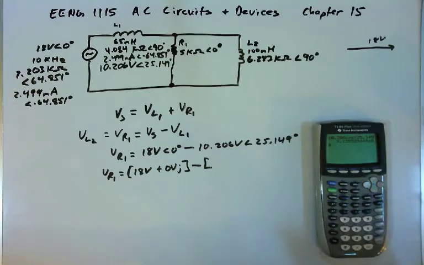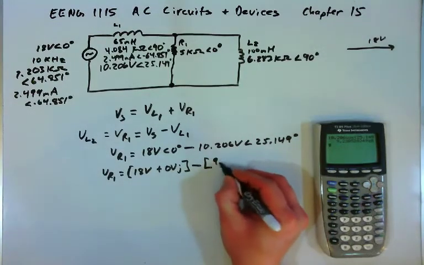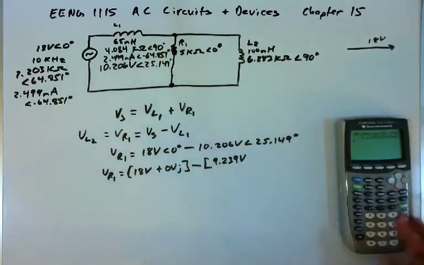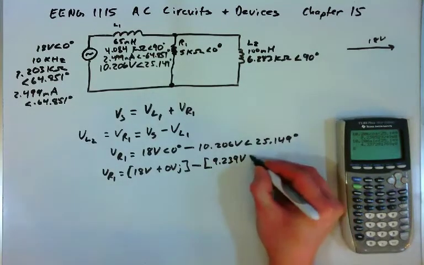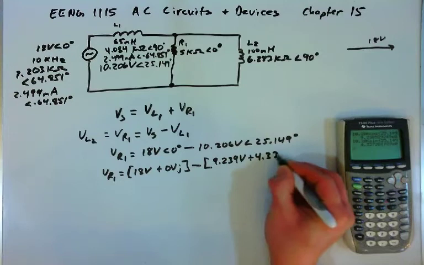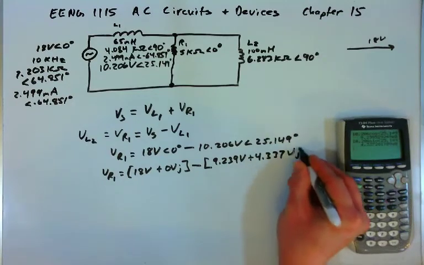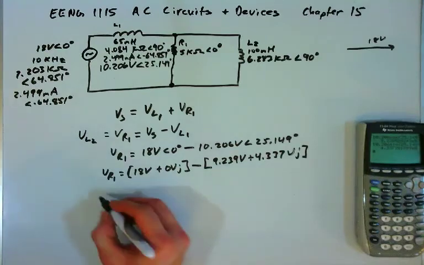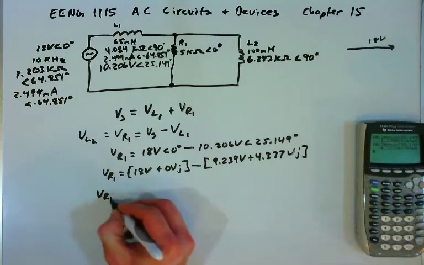And we get 9.239 volts. And then we will use 10.206 volts times the sine of 25.149 degrees. And we get 4.337, so plus 4.337 volts. That is the J component or the Y component. And now we can add our vectors together.